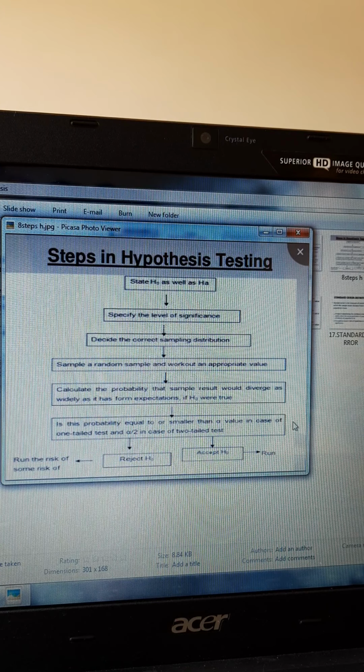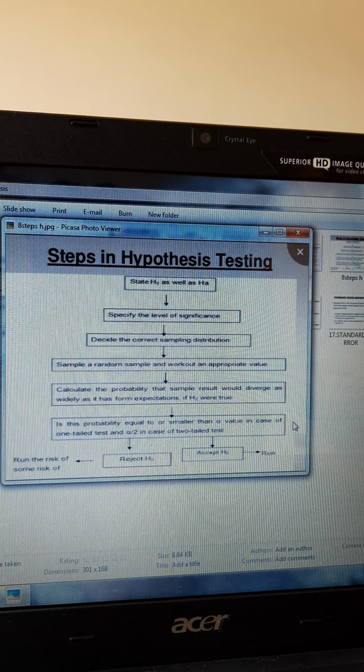Next, what are the steps in solving a hypothesis? The question will for sure come. Okay, so the first step you can divide into two. First is state your null hypothesis, state your alternate hypothesis, give some examples.